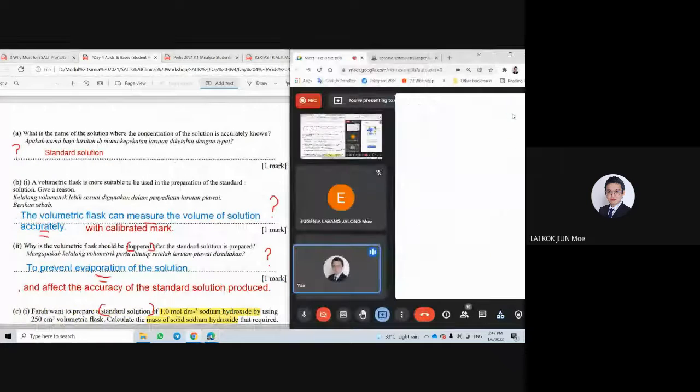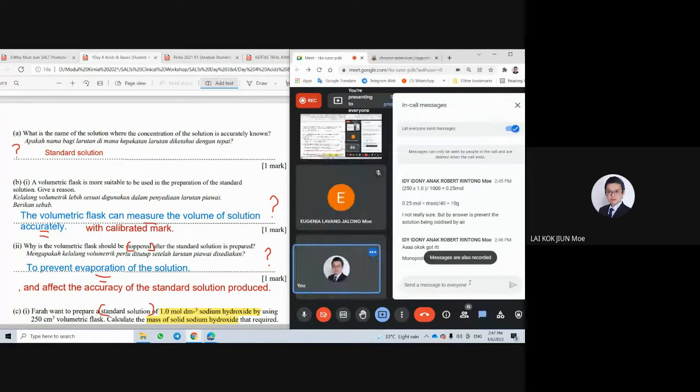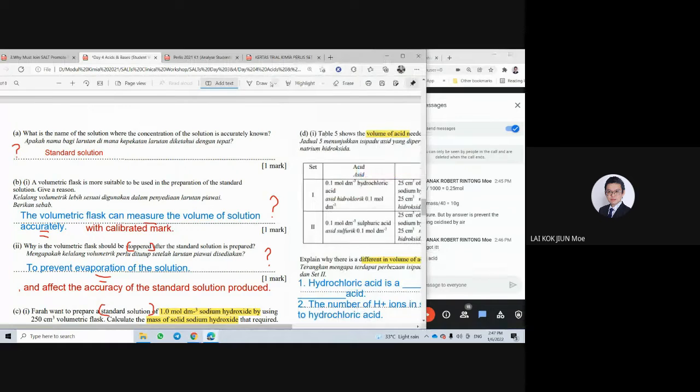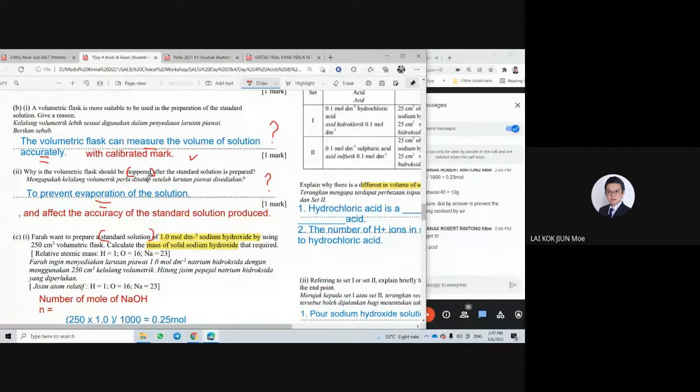Okay, so continue. Just now our answer is here. So this one is correct, right? Standard solution. A volumetric flask can measure the volume of solution accurately. Keyword: with calibrated mark. Why must we stopper it after the solution is prepared? To prevent evaporation of the solution, which would affect the accuracy.